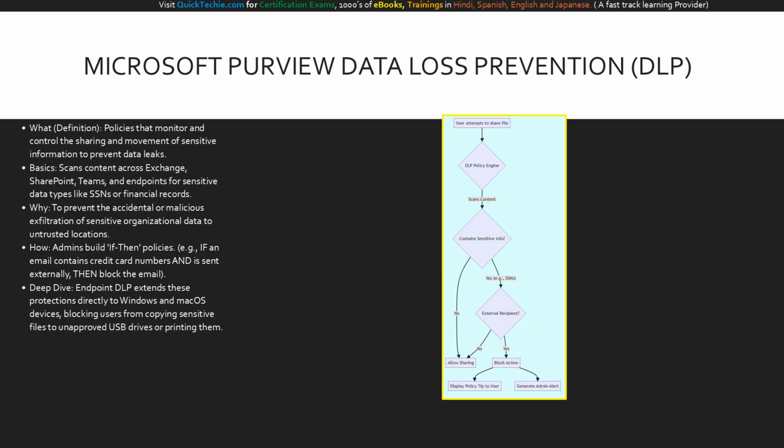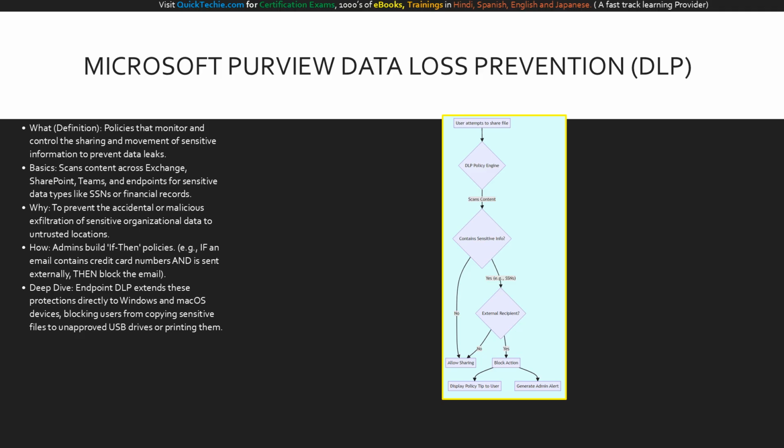If information protection classifies the data, data loss prevention, or DLP, builds the walls to keep it inside. What is DLP? It is a robust policy engine that monitors and actively controls the movement of sensitive information. The basics involve continuous background scanning across Exchange emails, SharePoint files, Teams chats, and even local endpoints.